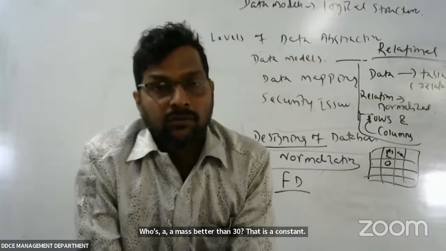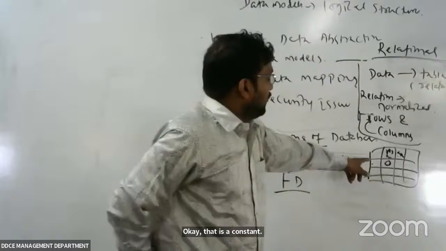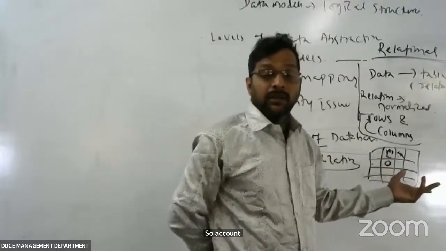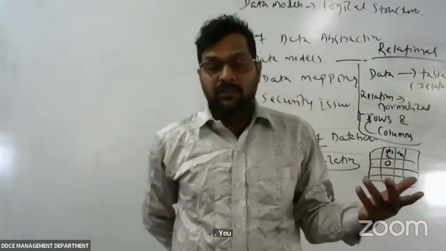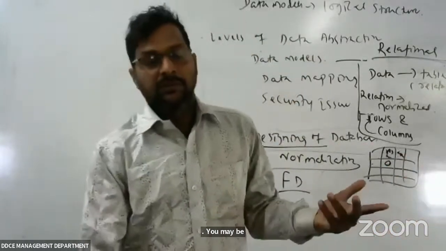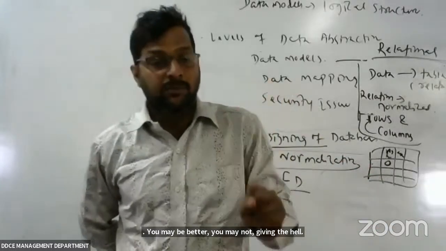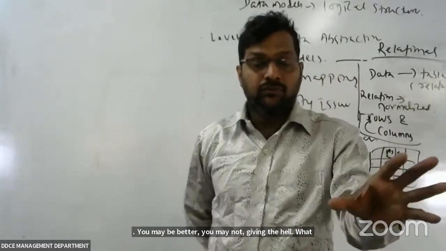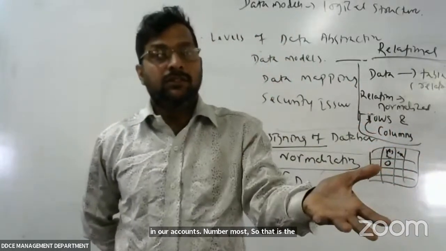Account number must have a unique value. You may give a value or you may not give a value. If you are not giving the value, it is empty, it is a null value. But we cannot keep it null. Account number must have a value. So that is the constraint.